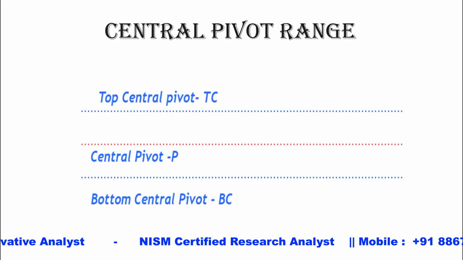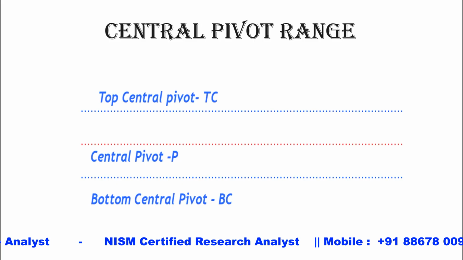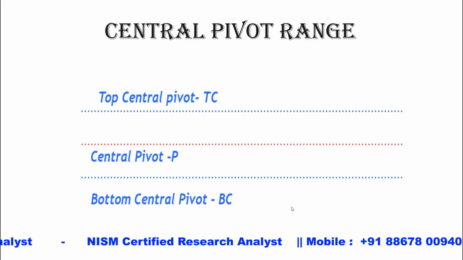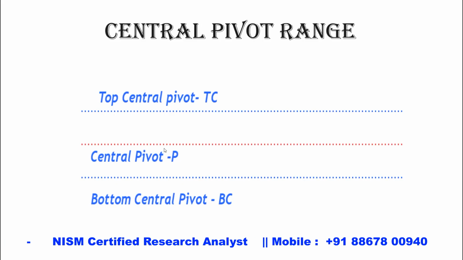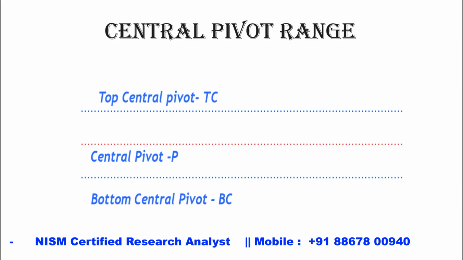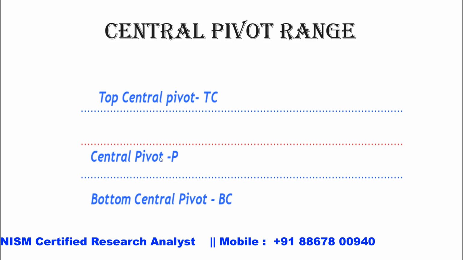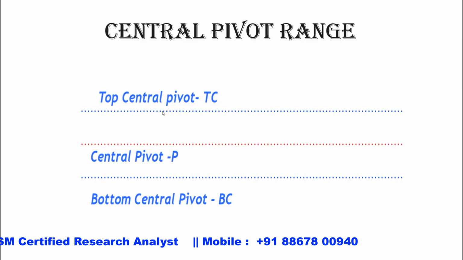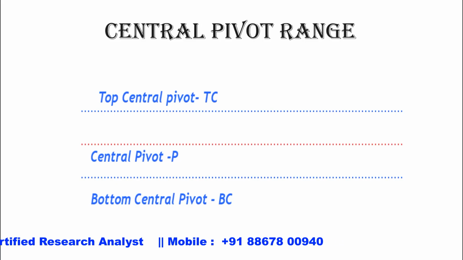This is the Central Pivot Range, or CPR. CPR consists of three components. The first line is the top central pivot, or TC. The middle red dotted line is called the central pivot, and the bottom one is called the bottom central pivot, or BC. The line above the central pivot is the top central pivot, and below the central pivot is the bottom central pivot.